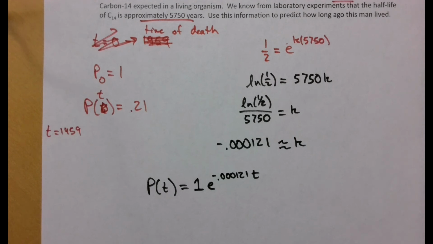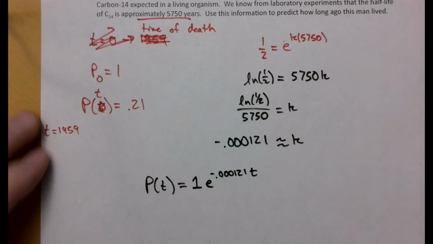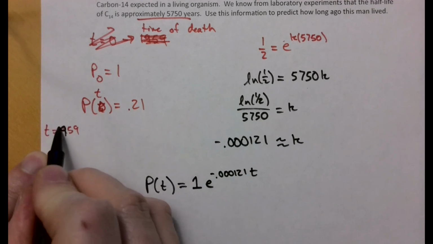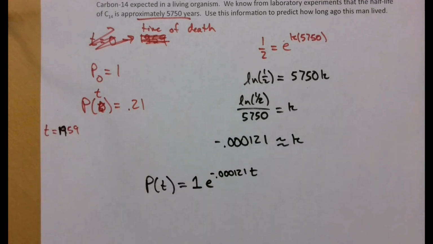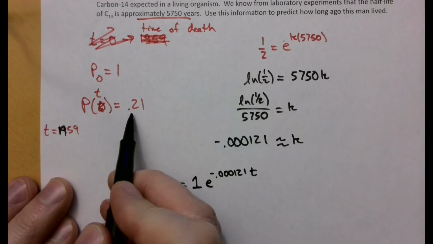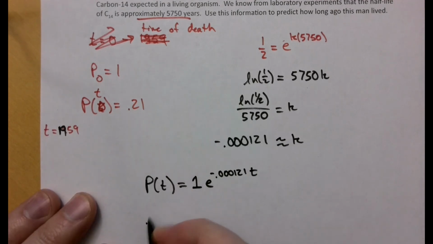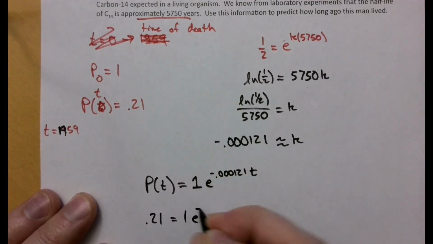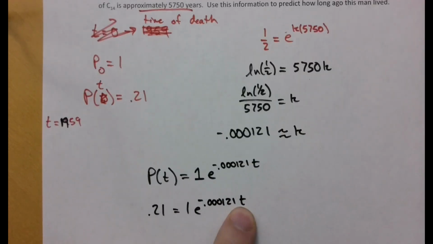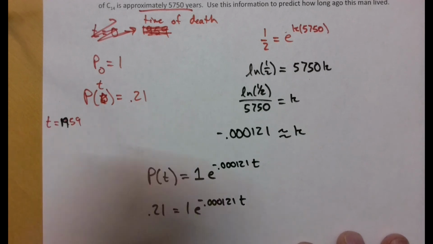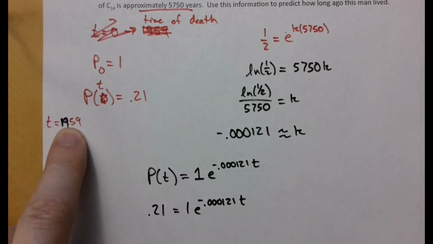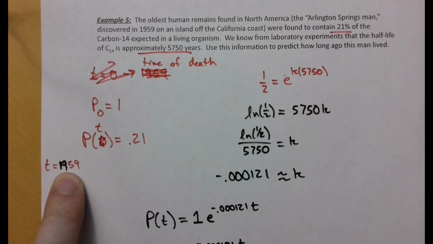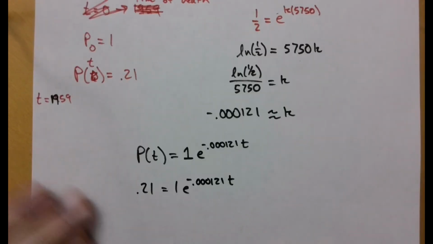So here you can see where I was, maybe why I was struggling with this, 1959 and what that t is going to represent. We're going to solve for the amount of time it took for this 100% to become this 21%. So I'm going to plug in 0.21 equals 1 times e to the negative 0.000121 t, and we're going to note that this is going to tell us the time from the man's death up to when he was discovered in 1959, or presumably when they tested the amount of carbon in his body in 1959.